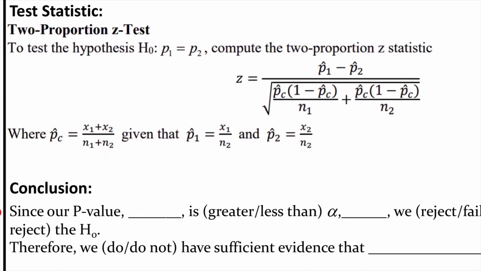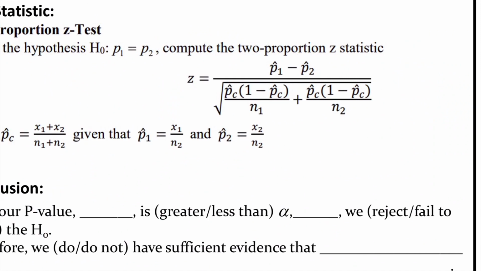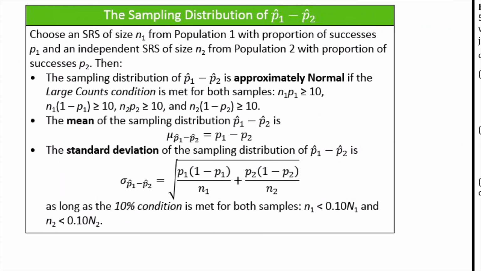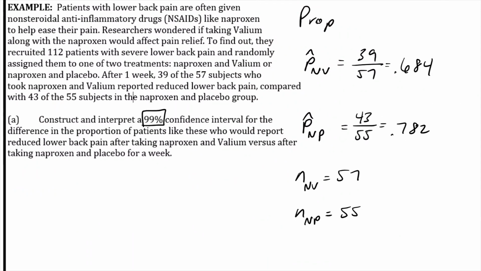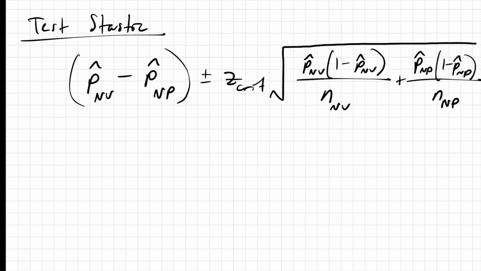Okay, and your calculator will always ask you, do you want to pool? For this, yes. Everything else, no. Okay, and the conclusion's the same. All right, so let's jump ahead to the problem. It's the last example, I believe.